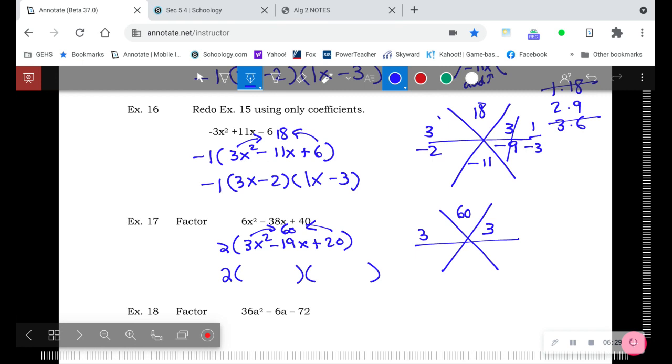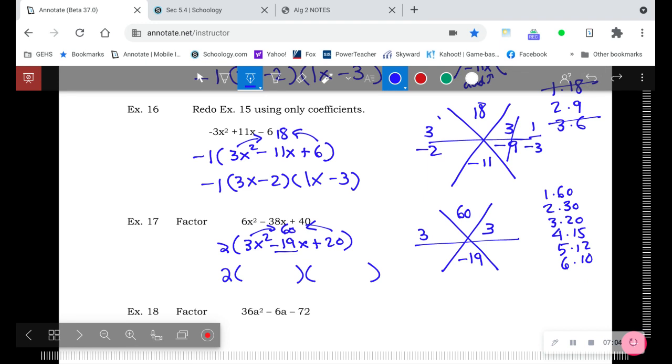We're multiplying to get 60, and we have to add to give the number that's in the middle there, the negative 19. Okay, so the factors of 60, there's a lot of them. It's 1 times 60, 2 times 30, 3 times 20, 4 times 15, 5 times 12, 6 times 10, 7 doesn't go into 60, 8 doesn't go into 60, and 9 doesn't go into 60, and we're back on, we got the 10 now.